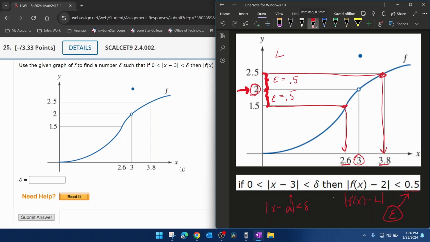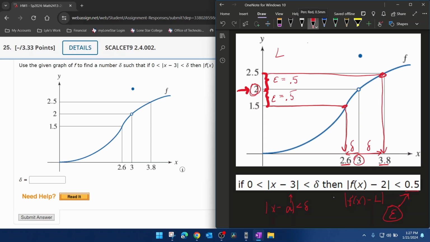So really all we need to do is find these deltas, the distance we are away from a, and then we're going to take whichever one is smaller, because the smaller distance will guarantee that values chosen less than delta will give us y values less than epsilon away from 2. All right, so here we go. Really, these are the only calculations we need to do.